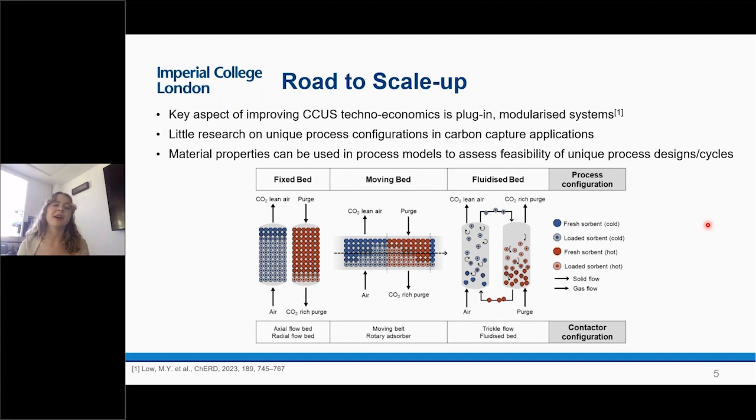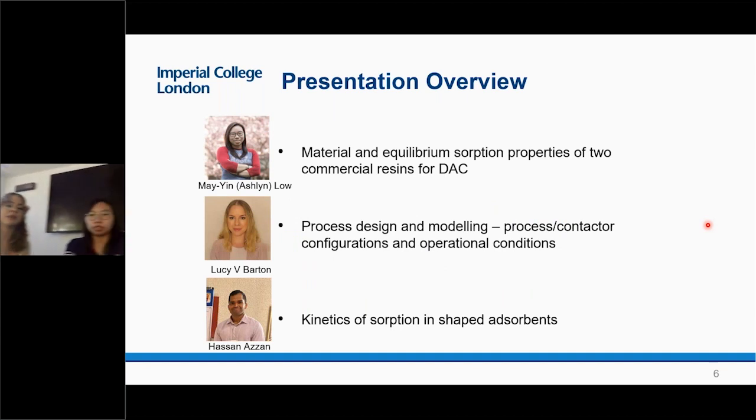which are easy to install and have low capital intensity. As part of this, what we have seen in the literature is that there's little research on unique process configurations and contactors in carbon capture applications, including DAC, where these sorbents are actually used. So these process configurations also need to be investigated to improve the path to scale up, essentially. And that's where the use of material properties in these process models, looking at these different configurations, is very important to assess the feasibility of them. And so I'll pass back to Ashlyn now.